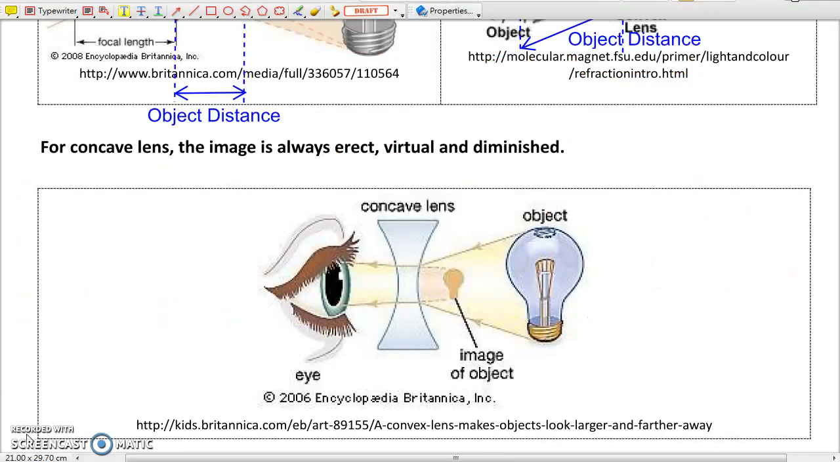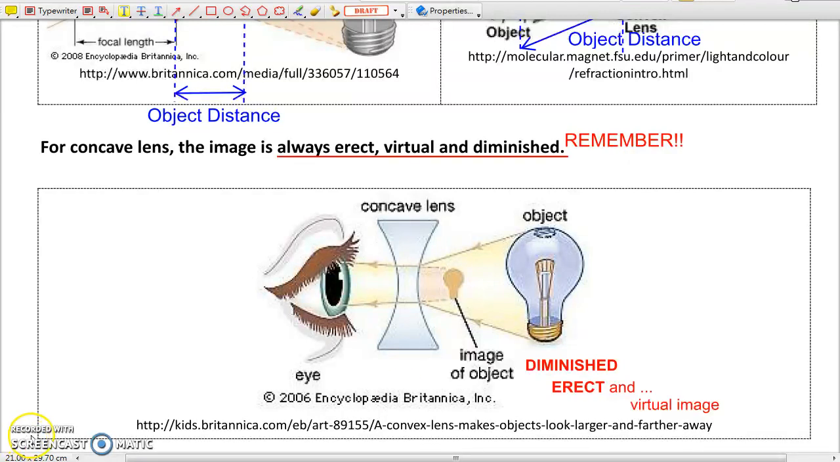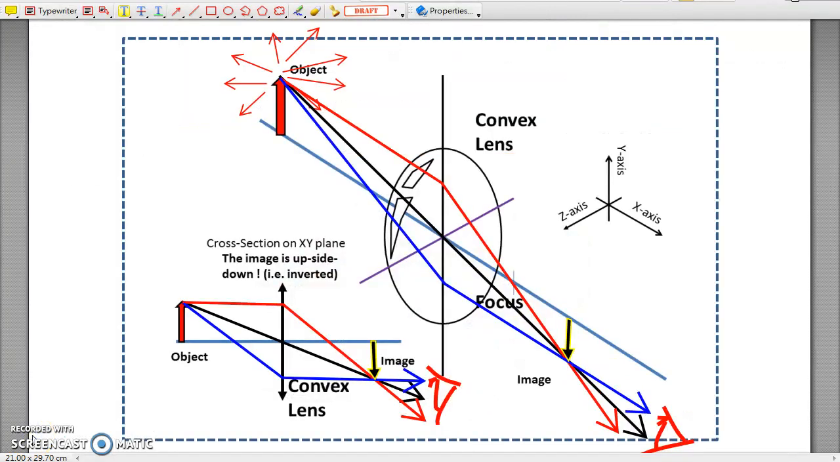On the other hand, for concave lens, the image is always erect, virtual, and diminished. For example, look at the diagram below. The image here is diminished, erect, and because it is erect, it must be virtual. You will learn to draw ray diagrams for lenses very soon.